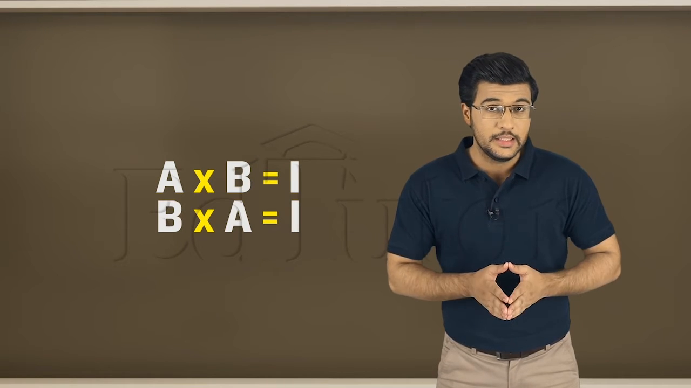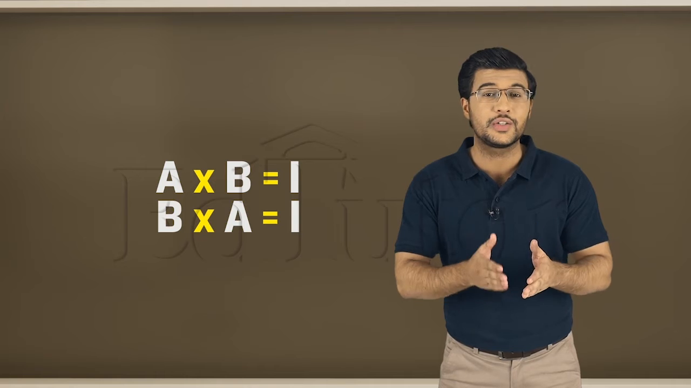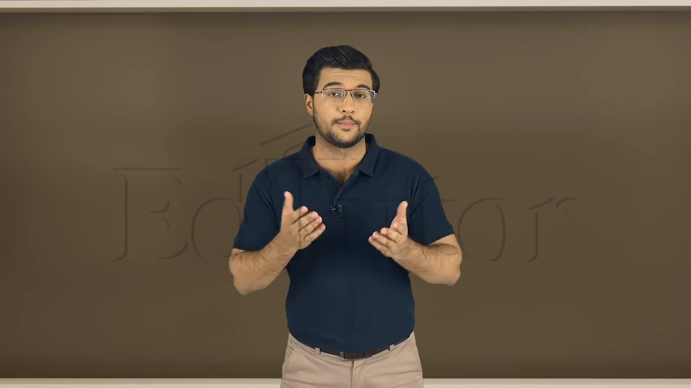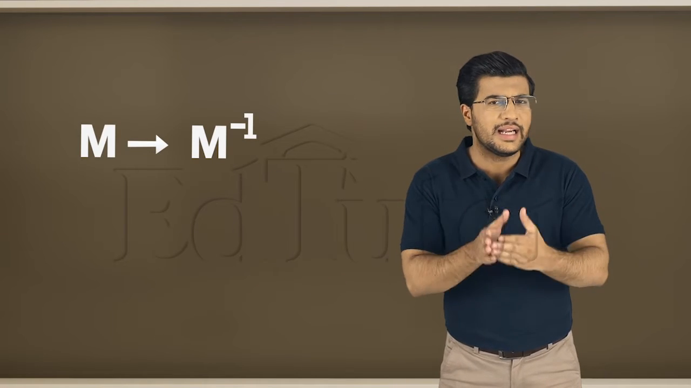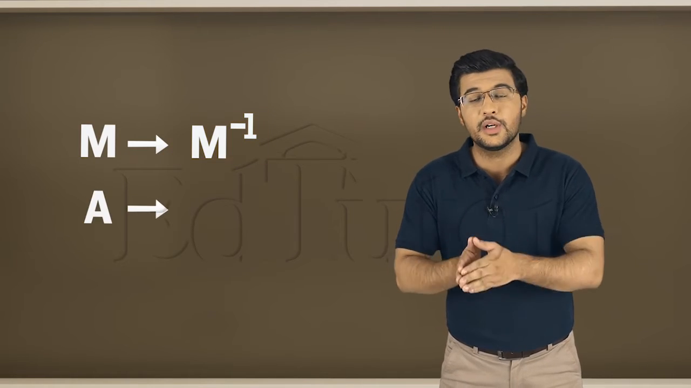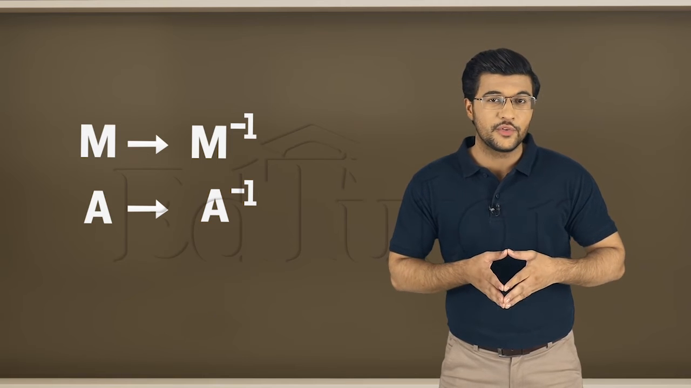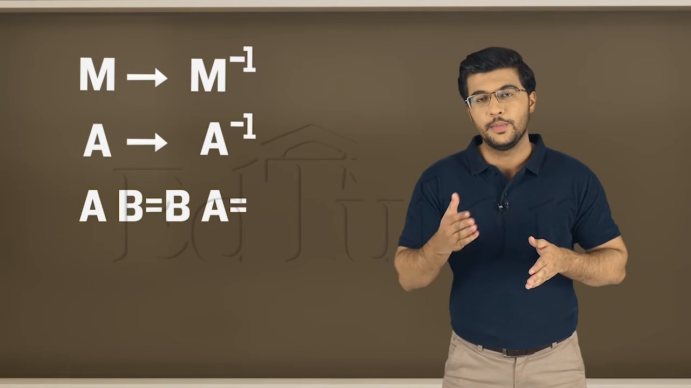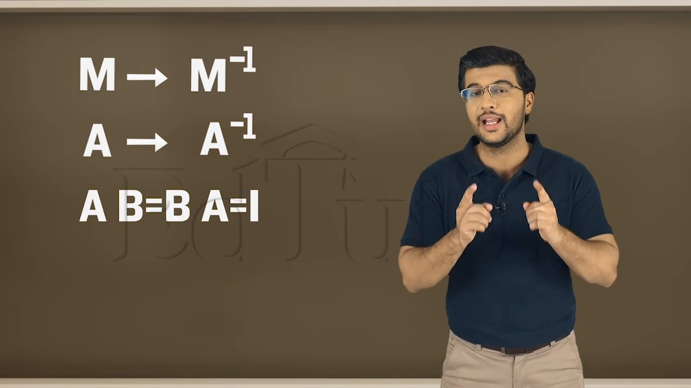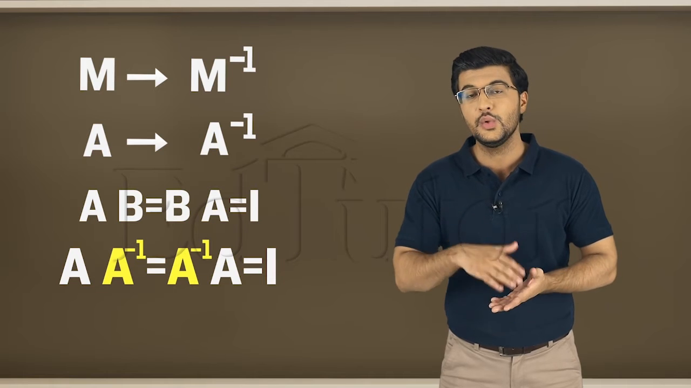But if you ask me, that's not how I'd describe the inverse of a matrix. Instead, how about going the more traditional route? Let's see. The inverse of any matrix, let's say M, can instead be denoted by placing a -1 in the superscript like this, M inverse. Similarly, the inverse of A can be denoted like this, A inverse. Therefore, in this relation, AB equals BA equals I, we can replace B with A inverse and it will look something like this. A into A inverse equals A inverse into A equals I.